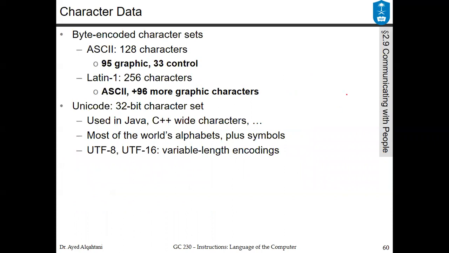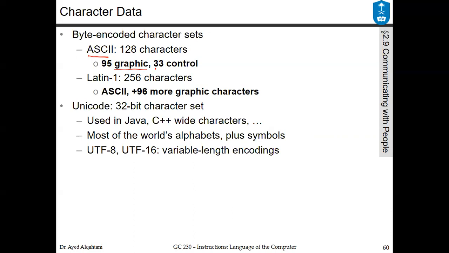Now we will move to communicating with people, which means how character data is represented in the hardware or in the computer. We have ASCII codes that represent 128 different characters. 95 of them are graphic, meaning the capital letters from A to Z, the small letters from A to Z, and also the numbers from 0 to 9, and also the special characters.